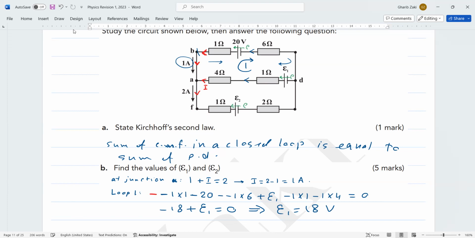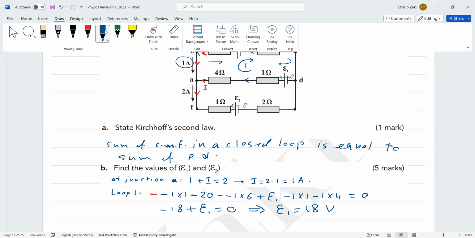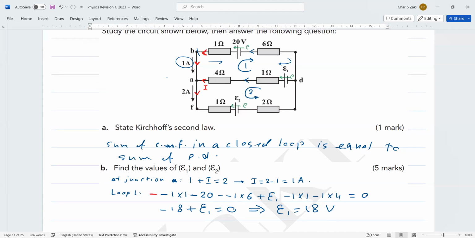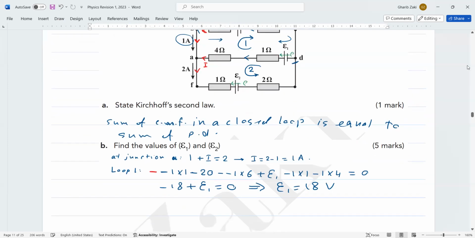Now, we use the second loop. We can see this loop. We can take this loop, loop 2, in this direction. Anyway, by the way, you will get the same answer. Now, I start from the point D, and I go in this direction of loop 2. So we write here loop 2. The electromotive force here, E1, the direction of electron flow is the same as the direction of the loop. So it's a positive E1.